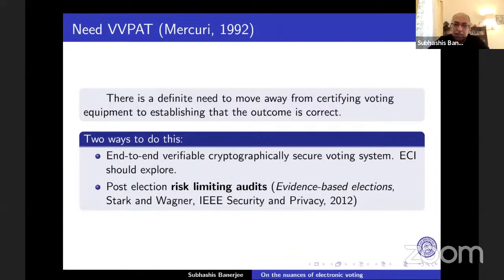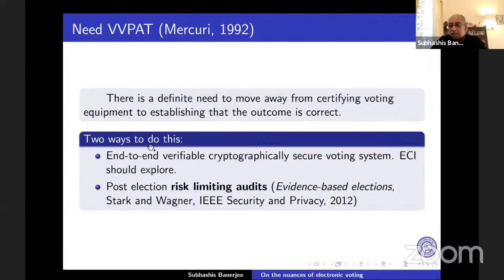But that seems to be the Election Commission of India's approach, and we are recommending that we should move away from this. So if you cannot trust an electronic voting machine and yet do electronic voting, how do you ensure that the outcome is correct? There are actually only two ways of doing this. One is you have an end-to-end verifiable cryptographically secure voting system. I won't cover it today, but in the next talk, as an illustration, I'll try to cover what such a system may look like.